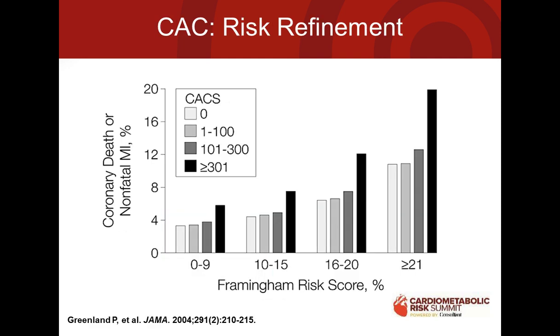Calcium scoring also does a good job of risk refinement. You take patients, you've calculated their Framingham risk, you've calculated their ASCVD risk, and they fall into low, intermediate, or high. Then you perform a calcium score, and those that have high calcium scores have higher risk even within the risk classification that you already had. So you take somebody who's got low risk, they get a calcium score done, it's markedly elevated, they were low risk, but now you need to treat them as if they're intermediate or high risk.